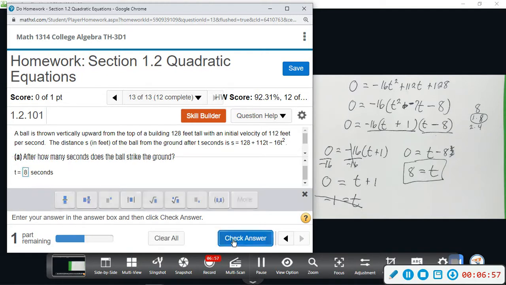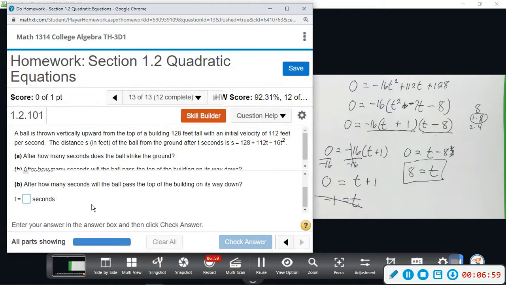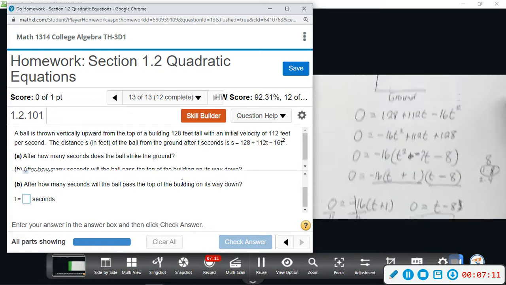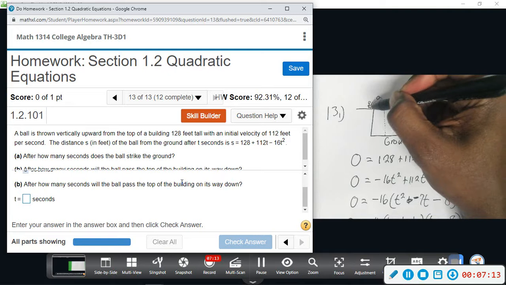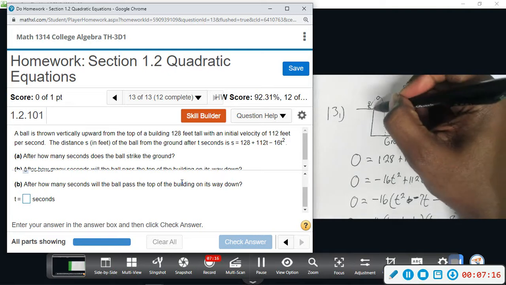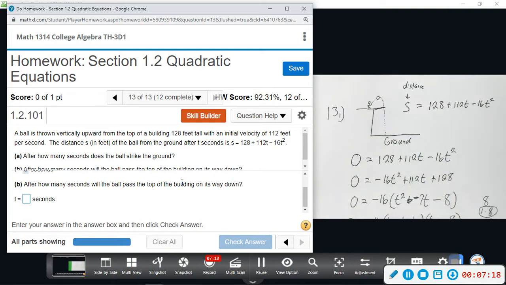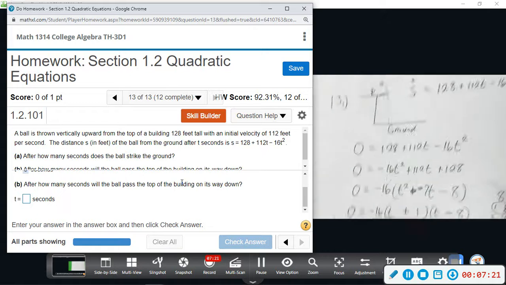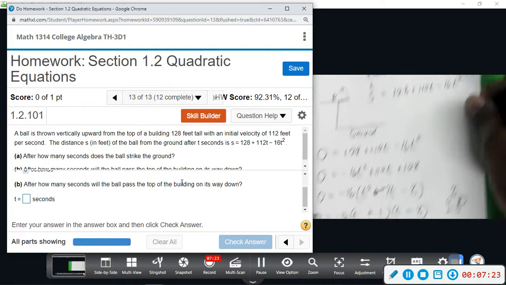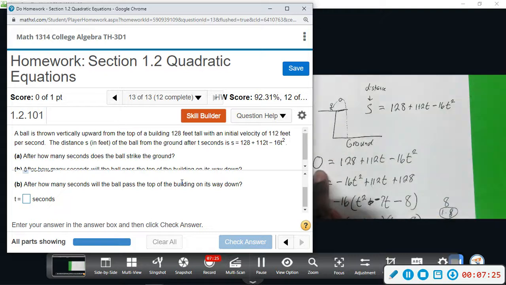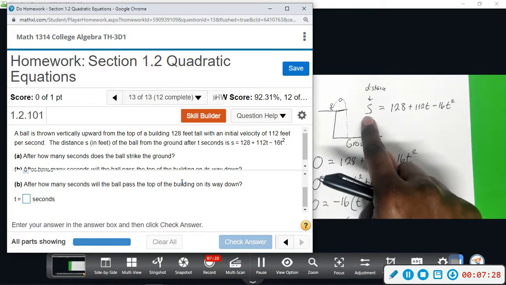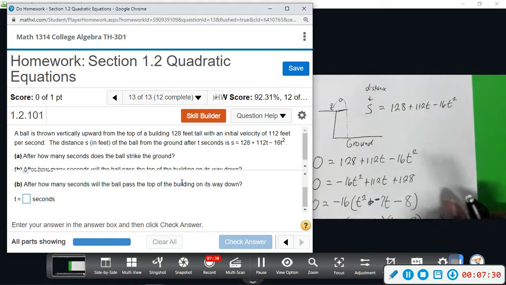and now we have another part. So part 2 says, after how many seconds will the ball pass the top of the building on its way down? So we want to know, when is the ball back at its original starting point? So we were at the top of the building. We want to know when it's right back even at 128 feet. Okay, so we're going to do the same thing. We're just going to set, instead of setting the equation equal to 0, we're going to set it equal to 128. We want to know when it's at the same height.